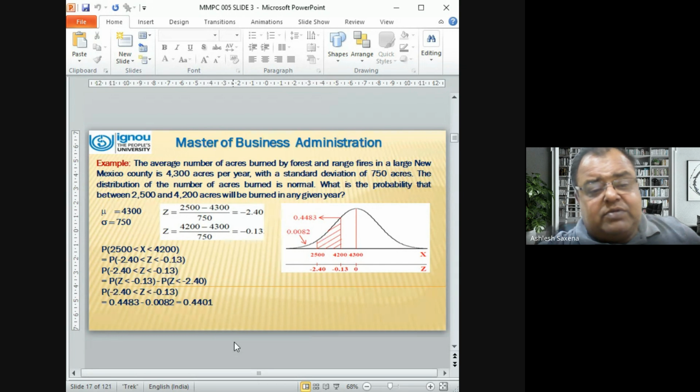Subtract these values. Remember one thing, probability will never be negative or greater than 1. That means the area will be 0.4483 minus 0.0082, which comes out to be 0.4401. Values for both z equal to 0.13 and z equal to 2.40 will be given to you in the problem.